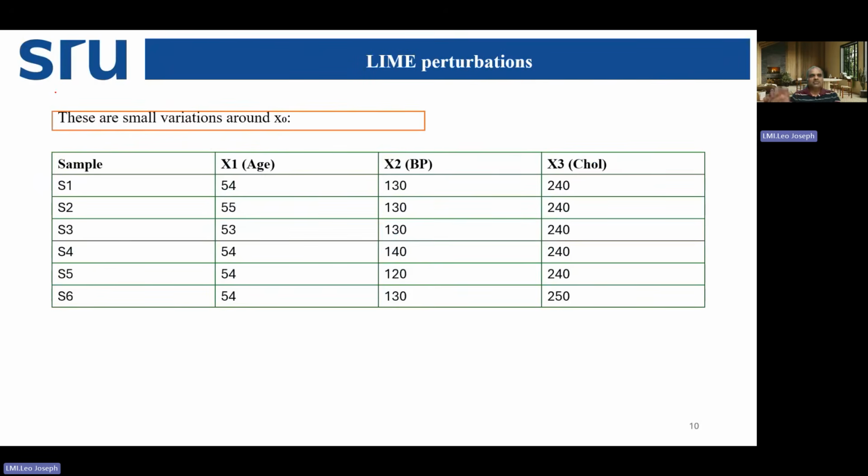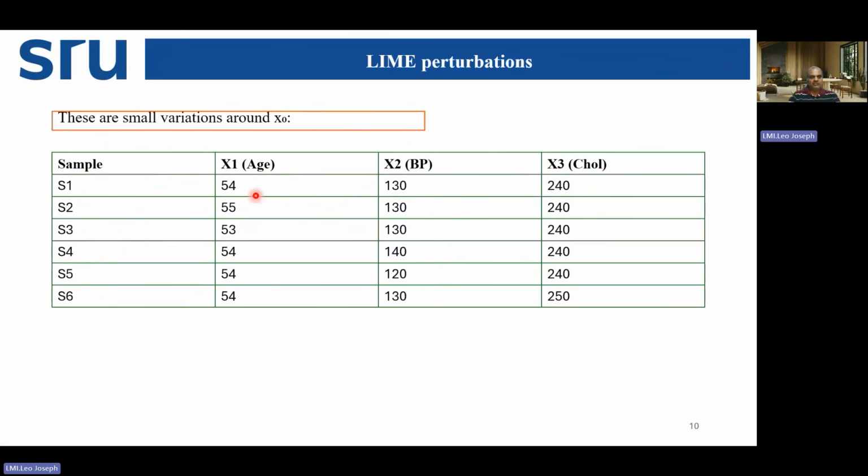As I told in the theory, it will take the instance and create local neighborhood values. You can see here, this is S1. This is the actual real data: 54, 130, 240, the actual values in the original data set. And S2, S3, S4, S5, S6 are the other 5 synthetic data created by LIME.